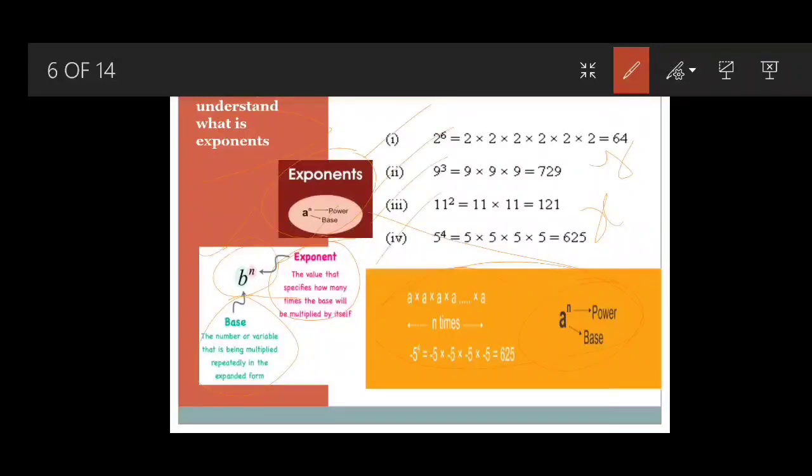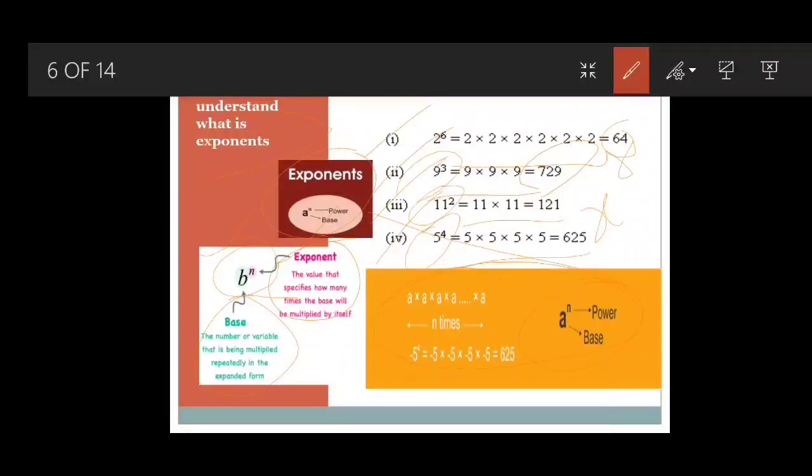Have a quick look here. 2 to the power 6 can be written as 2 into 2 and so on, which means 2 is multiplied by itself 6 times. So we get 64. 9 to the power 3 means 9 is multiplied 3 times, and we get 729. 11 squared is 11 into 11, which is equal to 121. 5 to the power 4 means 5 multiplied 4 times, which is equal to 625.